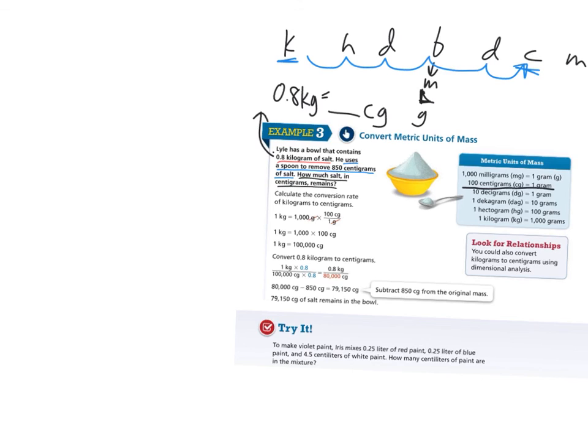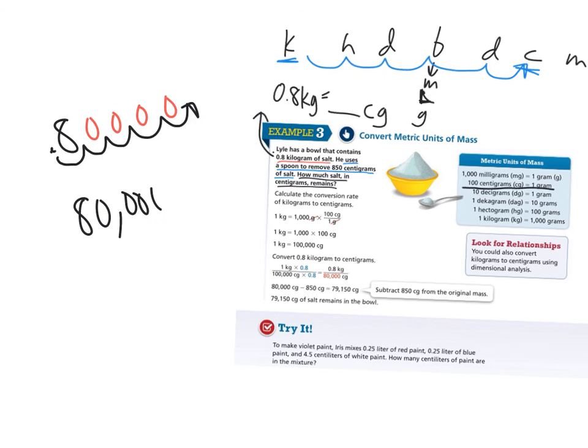So 0.8 is what we had to start with. If we move 5 spots, 1 is going to get us right behind the 8. So that's 1, 2, 3, 4, 5. And then all these spots we need to add zeros. And so that's the same as 80,000. So that's 80,000 centigrams that we have.